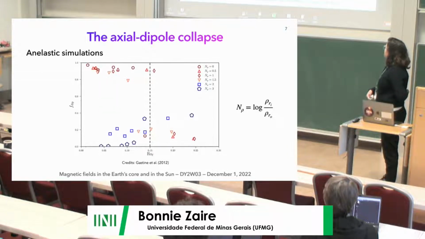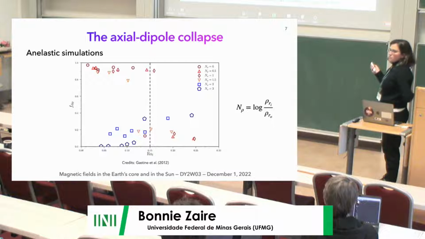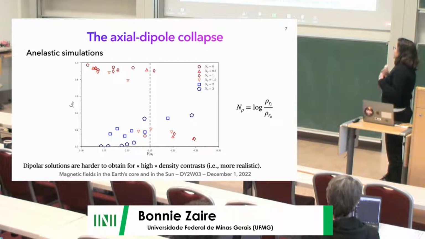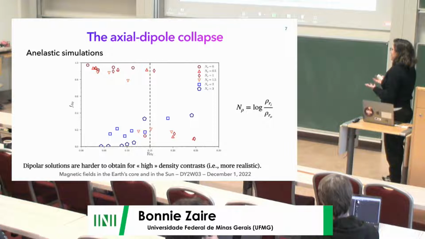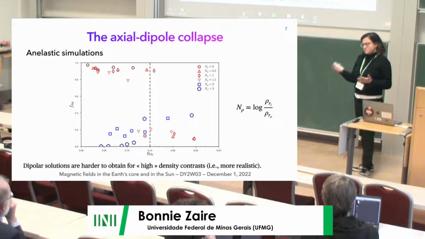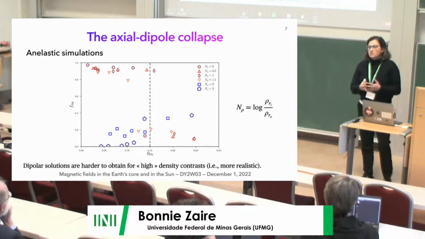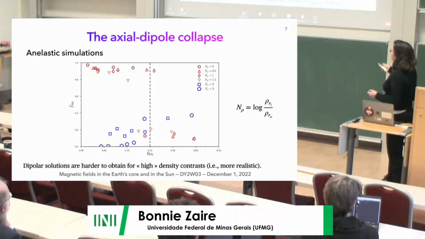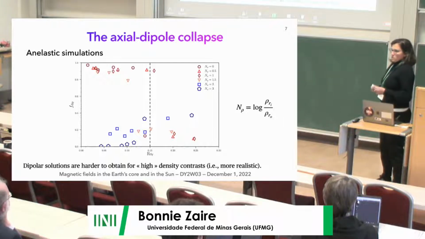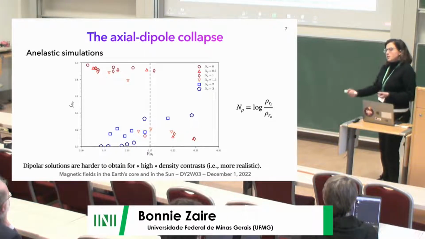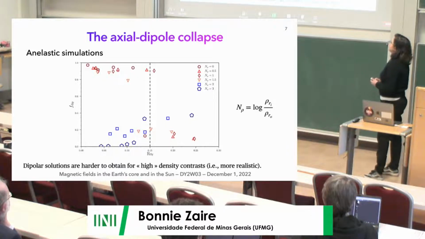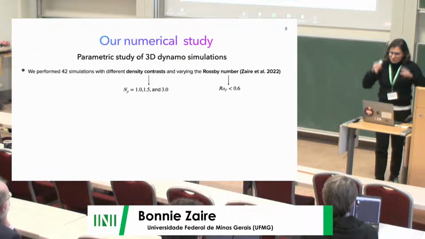But then, as soon as he increased the stratification to higher values, so N_rho equal to 2 and 3, he observed a collapse of the dipole. So at first it seems that dipolar solutions are harder to obtain for higher density contrast, but we know that Hakesh Yadav obtained a strong dipole at low Rossby number with high density contrast. So it was lying at low Rossby number here. So it seems that it is only harder, but you need to play around with this in order to obtain strong dipolar solutions.